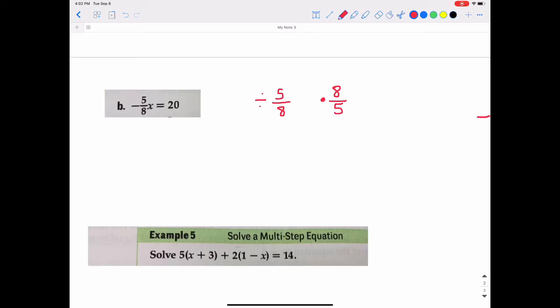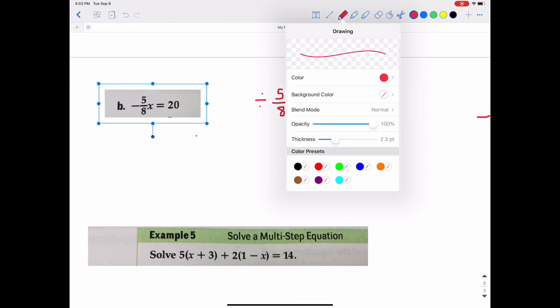And that's probably more important to understand how to do that, because there will be times where you have to do this with variables, and there's not a variable button on your calculator. So understanding that dividing is the same as multiplying by the reciprocal is important. So on this one, we are going to multiply both sides times negative 8/5. And I'm not sure why it did that.